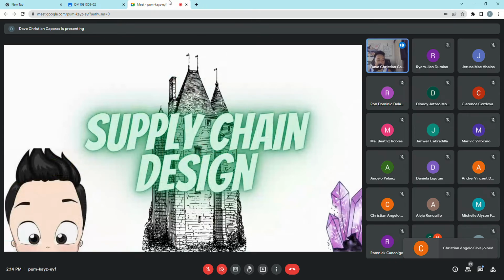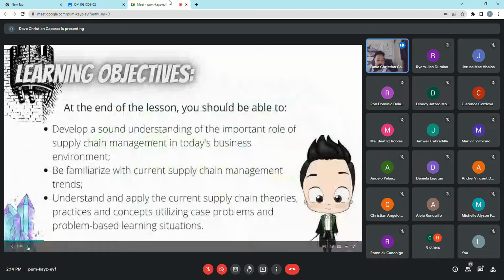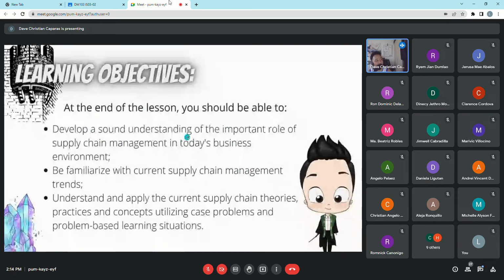So again, we're gonna be talking about supply chain design. So ang learning objectives natin ay ito. At the end of the lesson, you should be able to develop a sound understanding of the important role of supply chain management in today's environment, be familiarized with current supply chain management trends, and understand and apply the current supply chain theories, practices, and concepts utilizing case problems and problem-based learning situations.